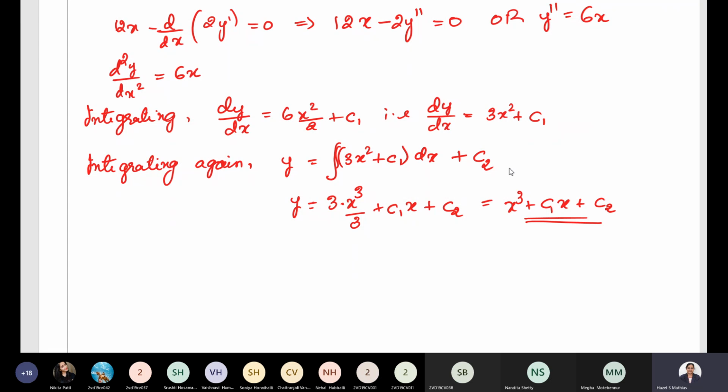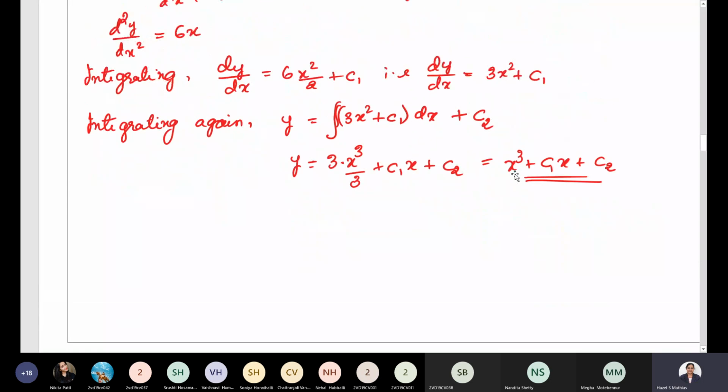But now check that conditions are given. With the conditions, we need to find the curve on which the functional integral 0 to 1 of y dash square plus 12xy dx, with y of 0 equal to 0 and y of 1 equal to 1, can be determined with these two conditions. So let's use the conditions. y of 0 equal to 0 and y of 1 equal to 1. That means y value is 0 at x equal to 0, and y value is 1 at x equal to 1.